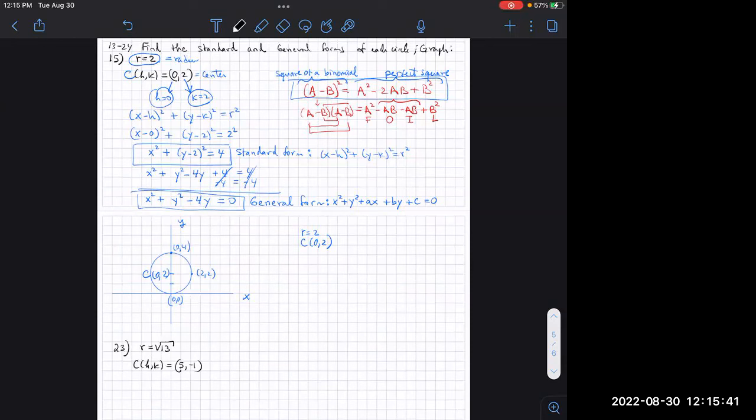Let's take roll. Miss, is that 5, 4 or 5, negative 1? 5, negative 1.